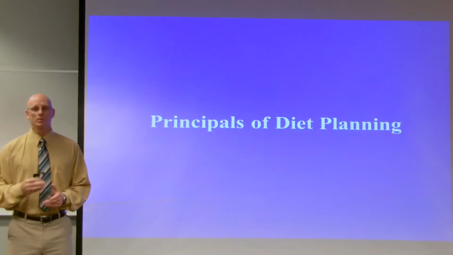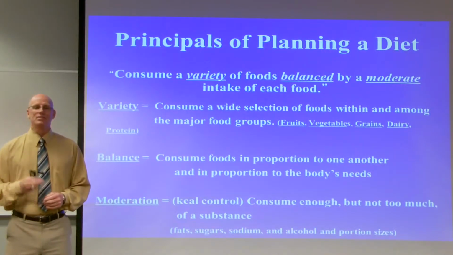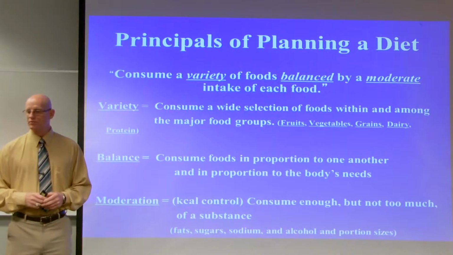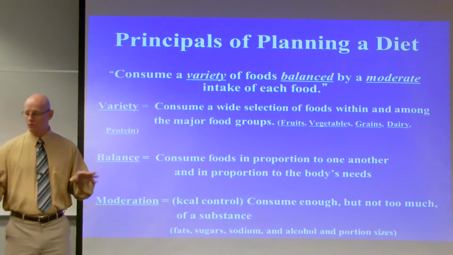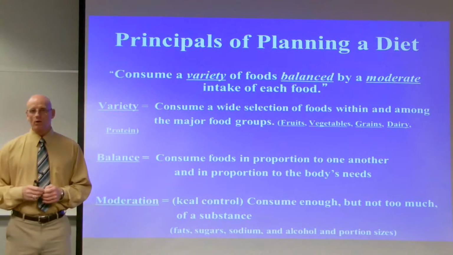So starting with principles of planning a diet. The principles of planning a diet. This is a very well-known phrase: consume a variety of foods balanced by a moderate intake of each food. What does that mean? Variety. It means consume a variety of foods within and among each of the food groups. The food groups being fruits, vegetables, dairy, grains, and protein.